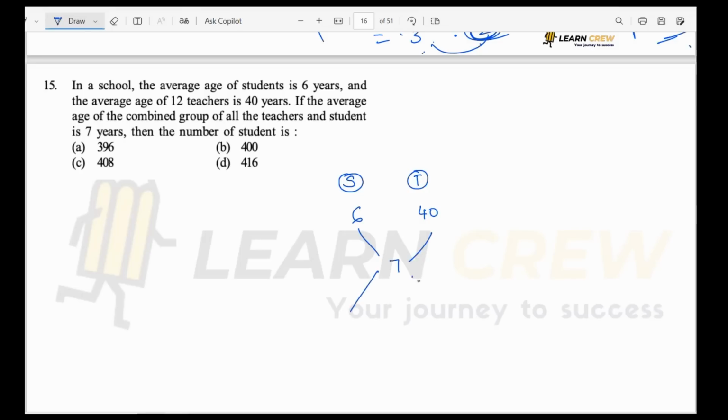So what is the ratio of number of students to number of teachers? 40 minus 7 is 33. 7 minus 6 is 1. If number of teachers is 1, number of students is 33. But this 1 is already given as 12. There are 12 teachers. If 1 is 12, then 33 would be 33 into 12, which is 396.